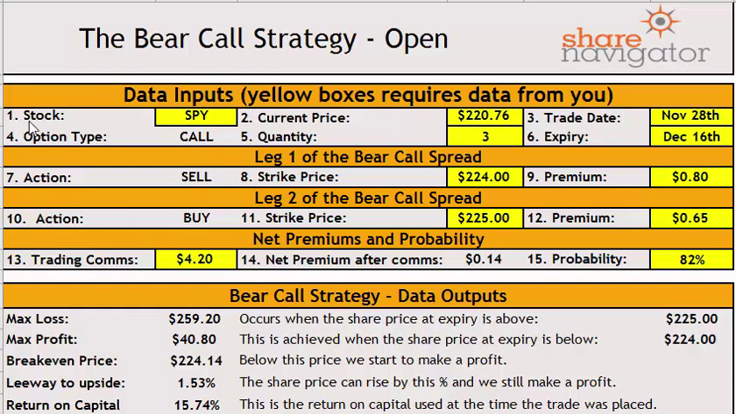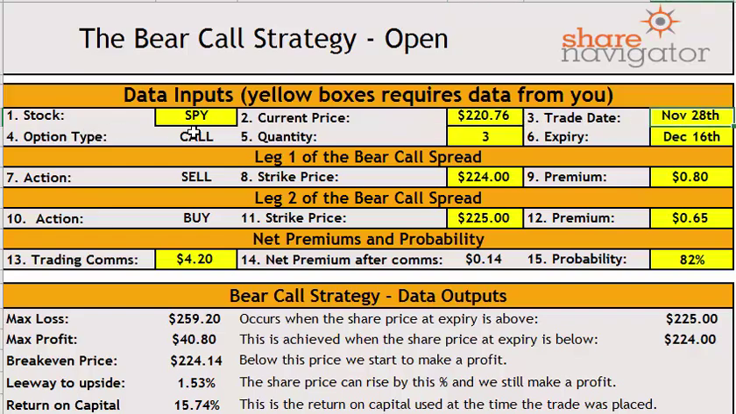You can see we put in the stock here is SPY. So this is the example we created. But if you were doing Apple, for example, you could just type in the ticker symbol of Apple there. So we'll put it back to SPY. The current share price of SPY was 220.76 when we did this example. Again, you would change that for whatever example you're doing. The trade date is just the date you're creating this spreadsheet.